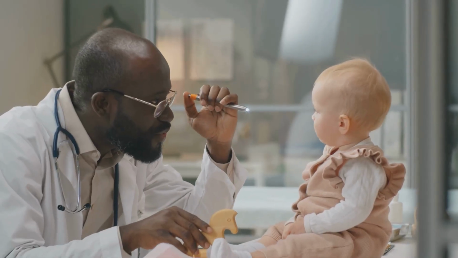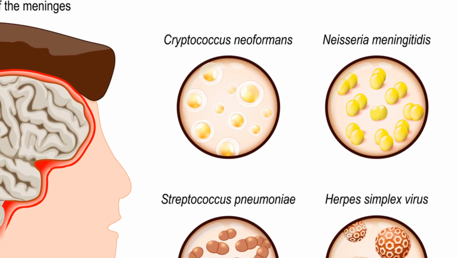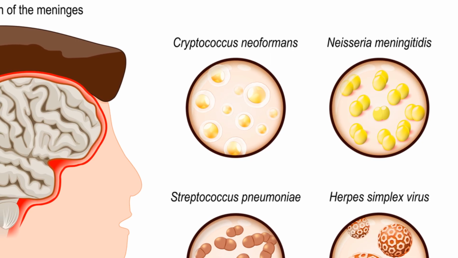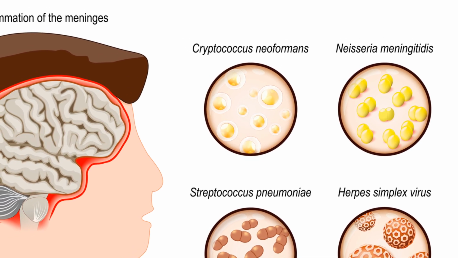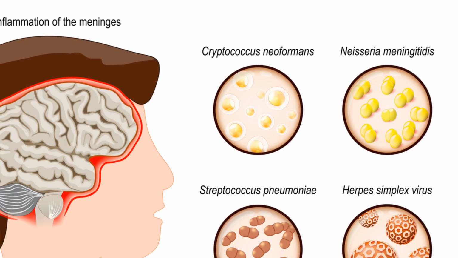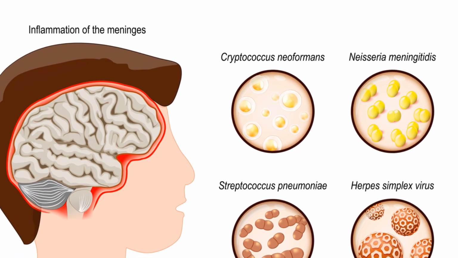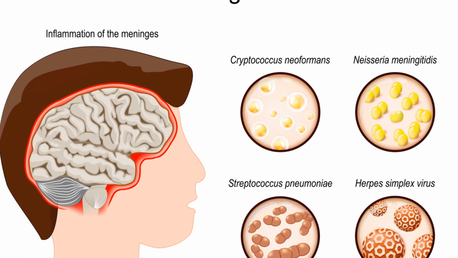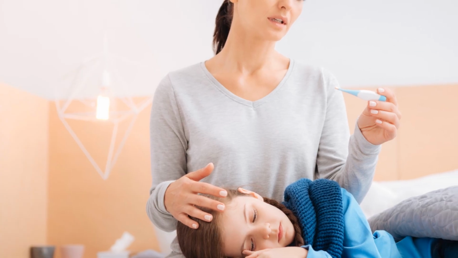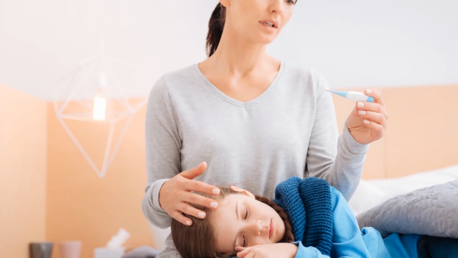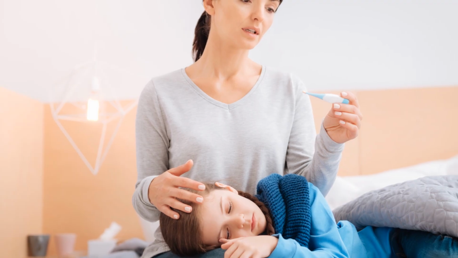Number 7. Meningitis. Meningitis is an inflammation of the protective membranes, meninges, around the brain and spinal cord, caused by bacterial, viral, or rarely fungal infections. In children, it can cause fever, headache, stiff neck, vomiting, and, in severe cases, seizures or death if not treated promptly. Vaccination, early diagnosis, and timely treatment with antibiotics or supportive care are crucial to prevent serious complications.